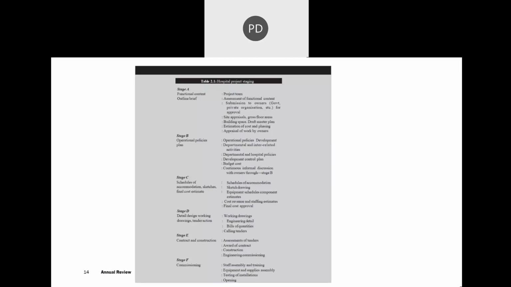So next one, here hospital planning is done in 6 stages, okay. Before that, whatever you have seen, those need steps are also there, and the stages are divided into Stage A, Stage B, Stage C, Stage D, Stage E and F, okay. In the first stage, basically you have to see the functional content outline brief. The project team will find out assessment of the functional content, submission to the owners, government, private or organization, because you also have to take permission and approval.